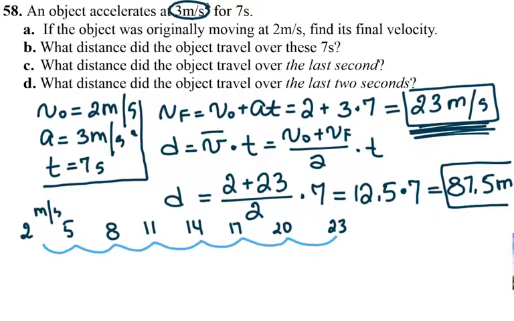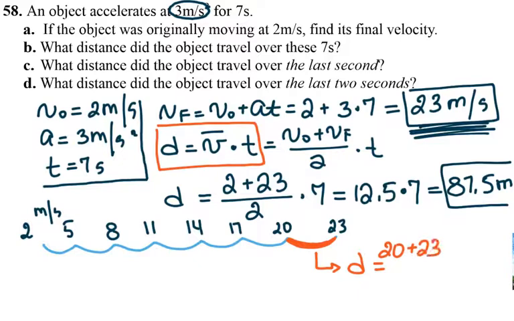And I need to find the distance traveled over the last second. So over the last second, I need the distance formula. The distance is, again, average velocity times the time, but it's the average velocity between these 2 points. So I have 20 plus 23 divided by 2, and it's over 1 last second. So the distance traveled over the last second is equal to 21.5 meters.